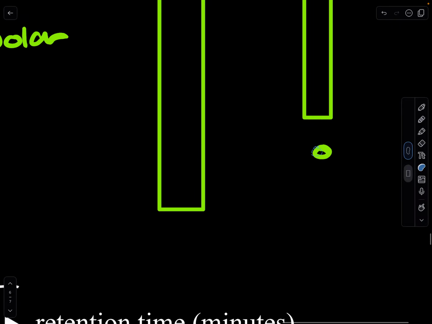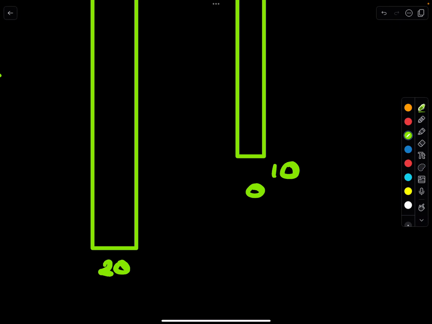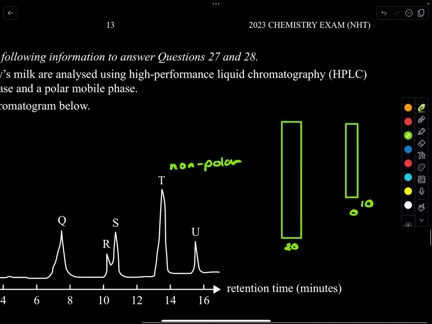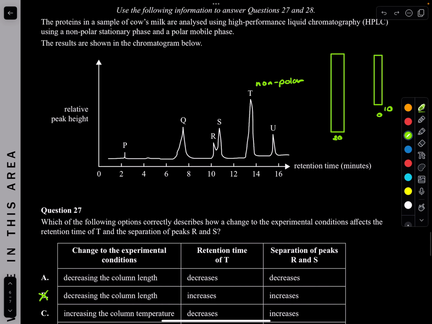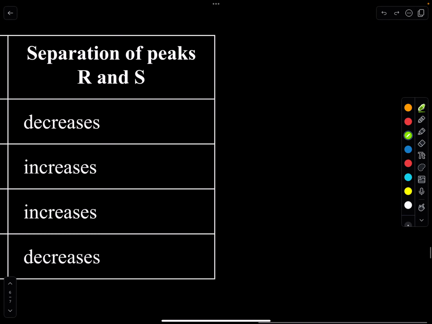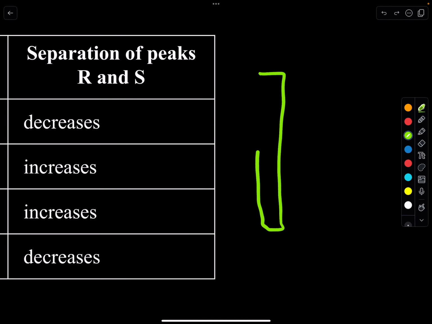Makes kind of sense. Let's say it took 20 minutes to come out here. It would take 10 minutes to come out in here. So we can see that the retention time of T would be decreasing. So not B, it has to be decreasing. What about C, increasing the column temperature? Let's have a look at these. What happens if you increase column temperature? Well, let's break it apart.